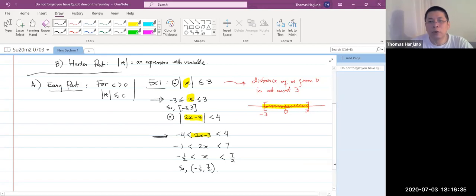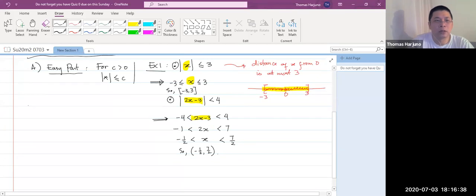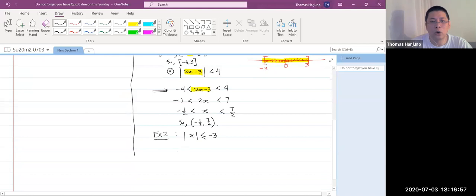Now, what happens if we have a negative number? We discuss negative numbers separately. Let's see, example 2. How about the absolute value of x less than or equal to -3? Now the thing is, we know that the absolute value of x is always greater than or equal to 0, always. Right? So under no situation will the distance of x from 0 be a negative number. So we say this has no solution.